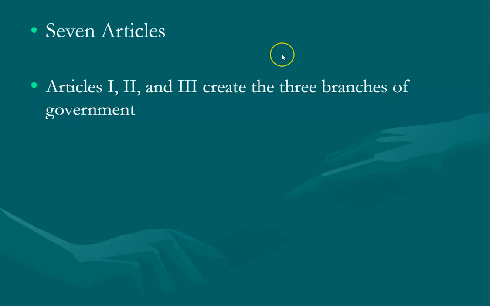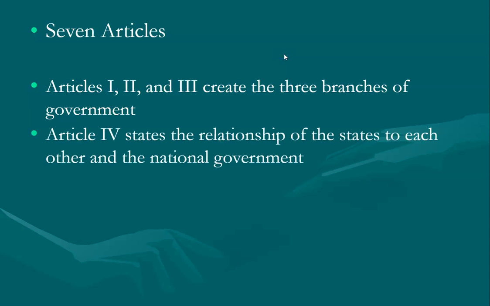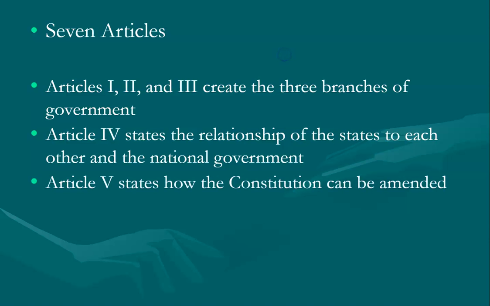The first 3 create the 3 branches of government. Article 1 creates Congress. Article 2 creates the presidency, actually the entire executive branch. And Article 3 creates the judicial system, specifically the Supreme Court and any other courts that Congress might pass laws in order to create. Article 4 states the relationships of the states to each other and the national government. Stating, of course, exactly how that's going to work.